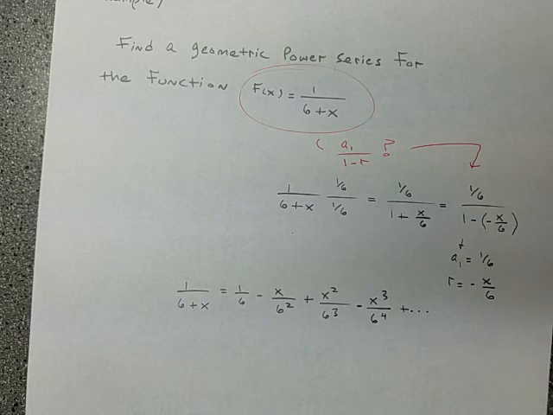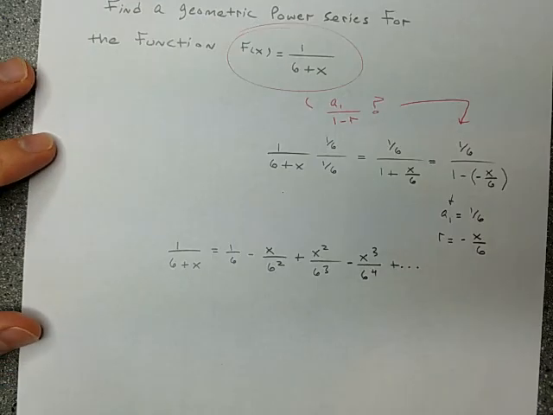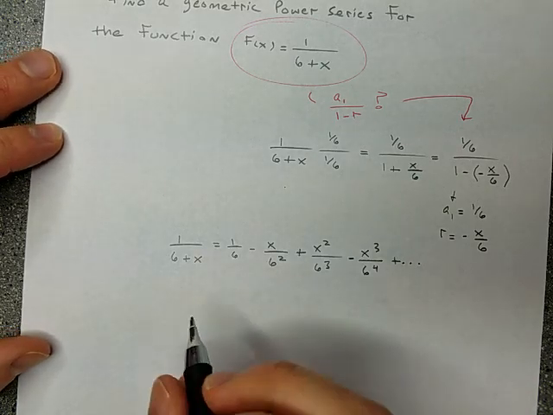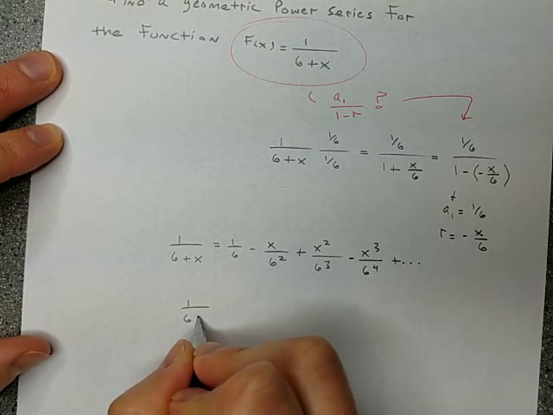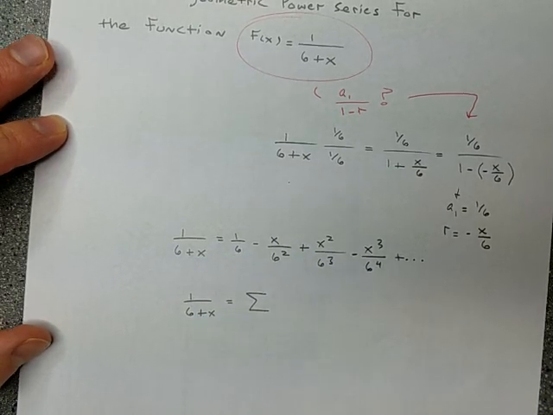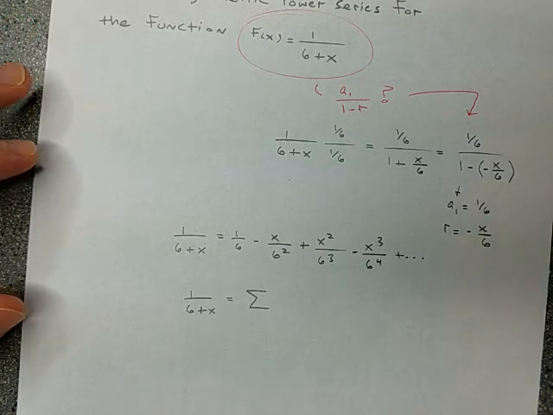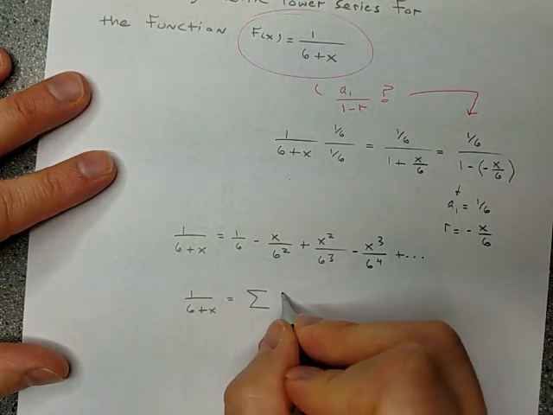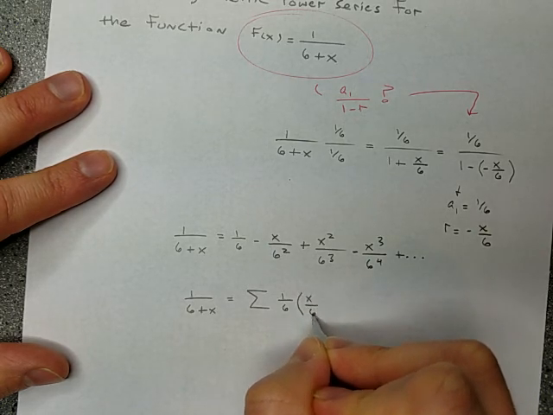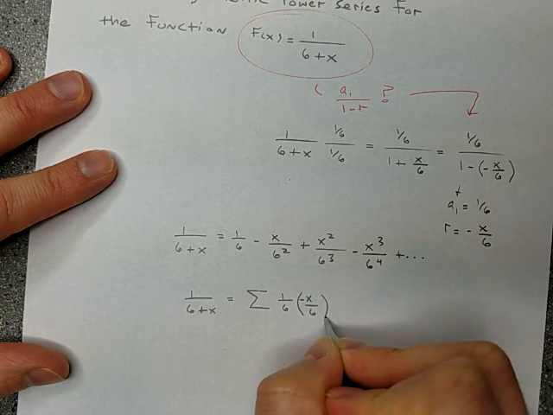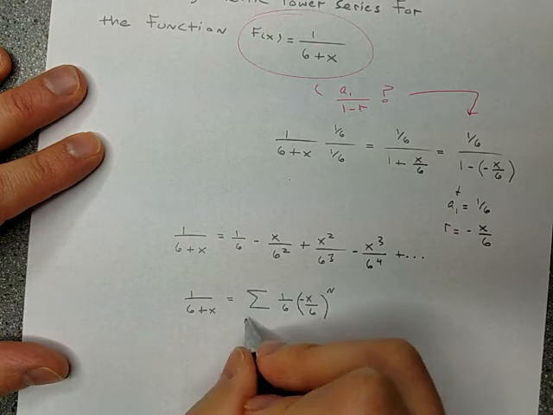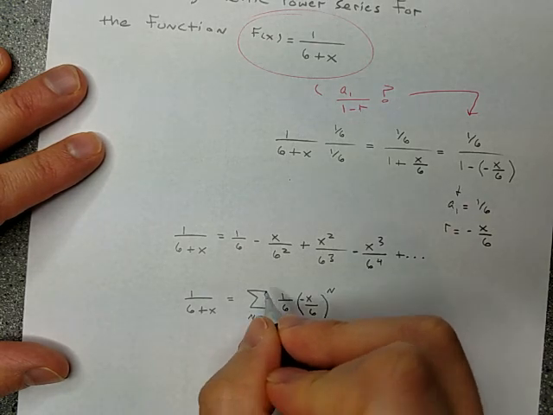Okay, so there. Now, on our assignments and so on, we'll write our series in a compact form. What I mean by compact form is with summation notation. So I could see this as 1 over 6 times negative x over 6 to the n power, going from 0 to infinity.